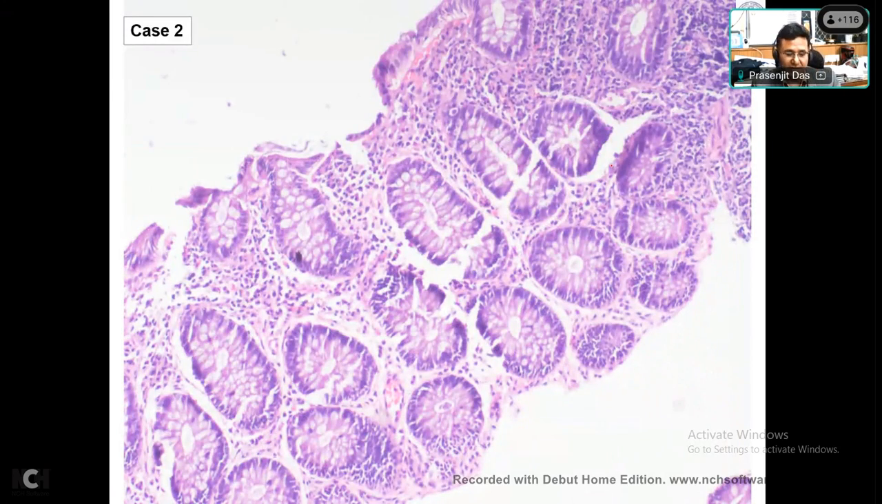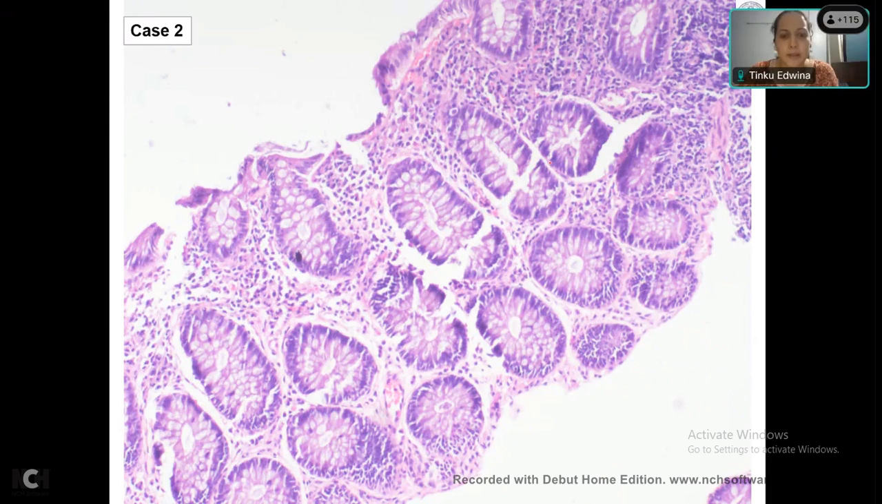So with that, we'll come to the case number 2. We have seen what is architecturally normal and abnormal, which is what is inflamed mucosa, and we'll come to the case number 2, and I will ask Dr. Tinku if she is there to take up the case.